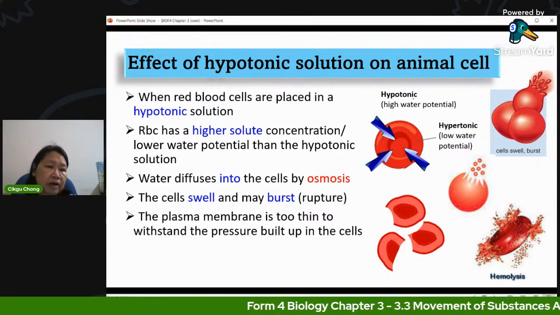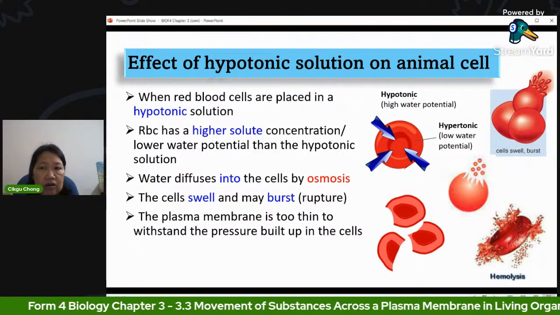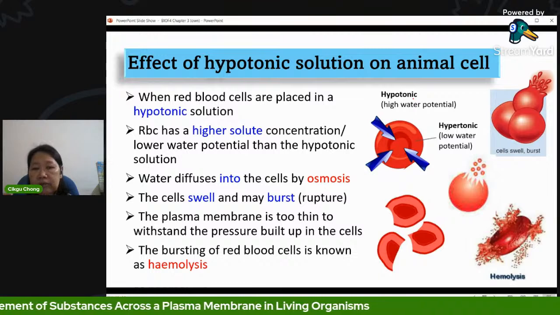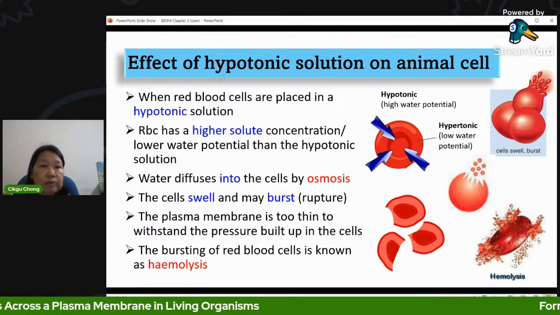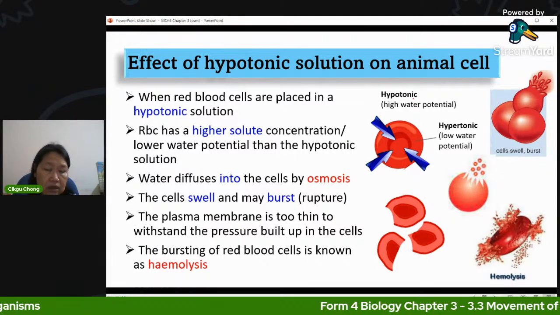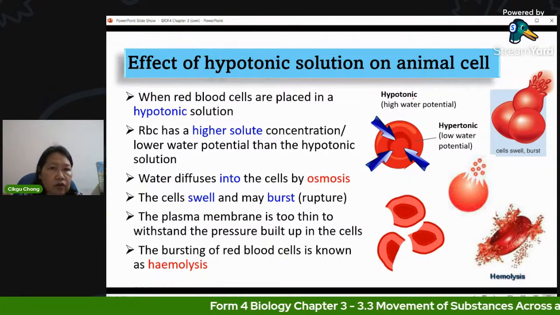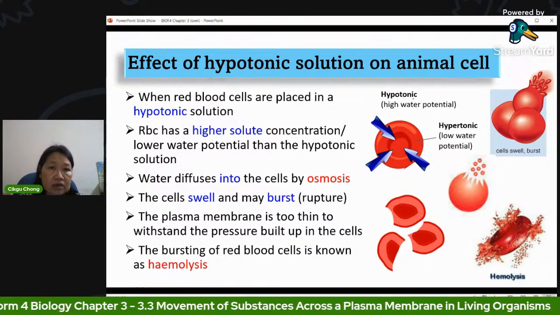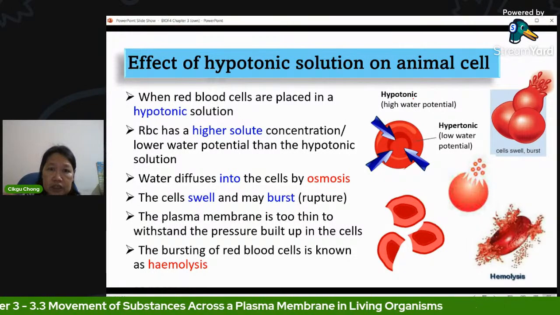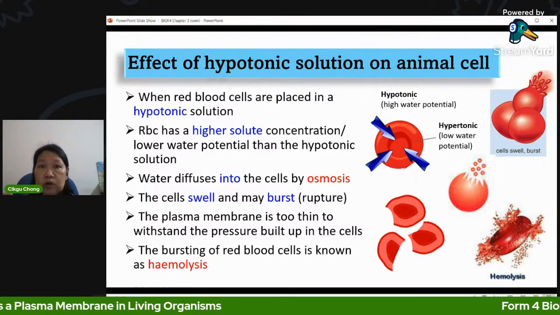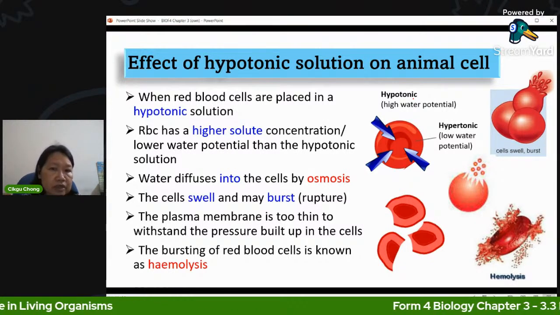Okay, the reason here is because the plasma membrane is too thin to withstand the pressure built up in the cells. So this bursting phenomenon is known as hemolysis. Now remember, this word hemolysis is only used for red blood cells, okay, because the word hemo refers to the hemoglobin. All right, you do not call this hemolysis for any other cells. Let's say you put amoeba inside there, in the hypotonic solution, water moves in, all right, and then let's say the contractile vacuole does not work, let's say, okay, but then your cell will burst and you don't call it hemolysis.